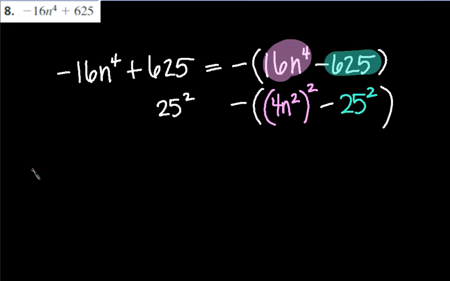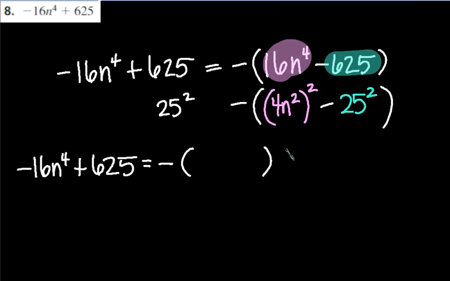So my -16n to the 4th plus 625 is going to break down into negative. We're going to have a difference of squares here. So what's going to go in this first binomial? 4n squared minus 25. That works. And then what about over here? 4n squared plus 25.